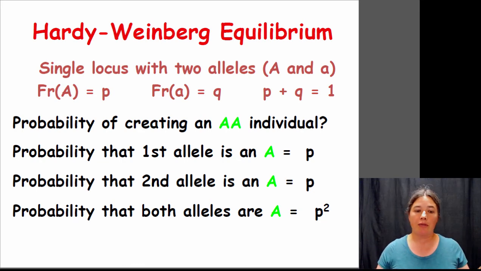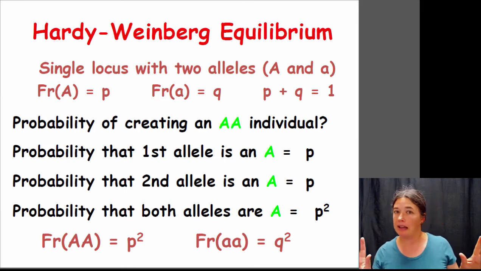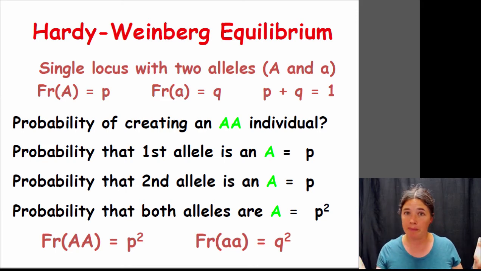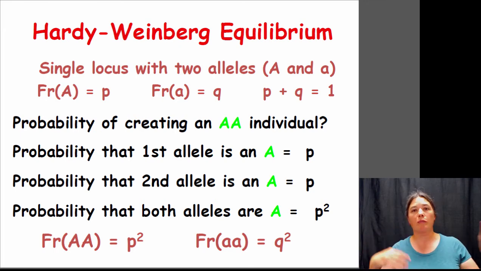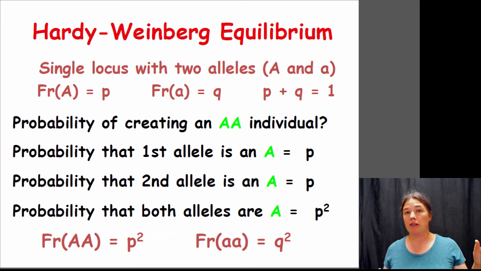So big A, the probability of having big A would be P squared. The probability of having little a would be Q squared, right? And remember, because probabilities and frequencies are interchangeable, if the probability of being big A is P squared, that means that the frequency of that genotype within the population should also be P squared. Same goes for Q squared, okay?